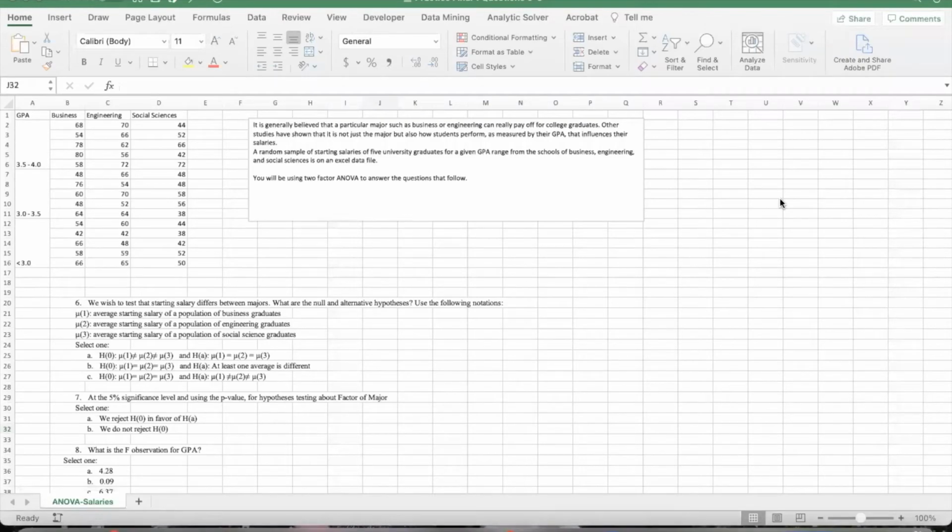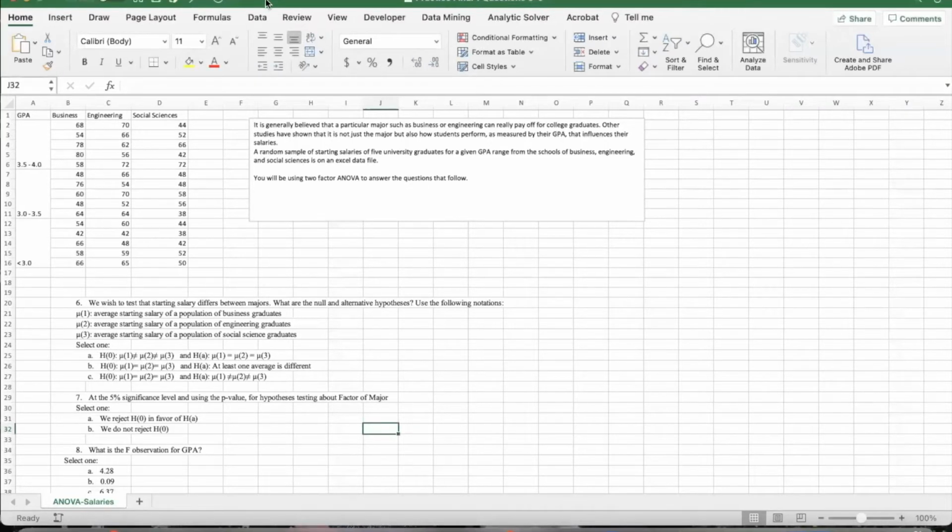So for the next set of questions, we are going to be running Anova again. And in this problem, it says we will be doing a two-factor Anova. Based on the data that's given to us, you can tell that this is going to be two-factor with replication. How do you know it's with replication? Because you can see that for this GPA 3.5 to 4, we have multiple rows relating to this GPA. So this means that this is going to be two-factor with replication.